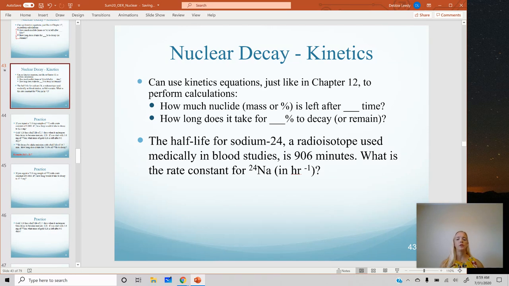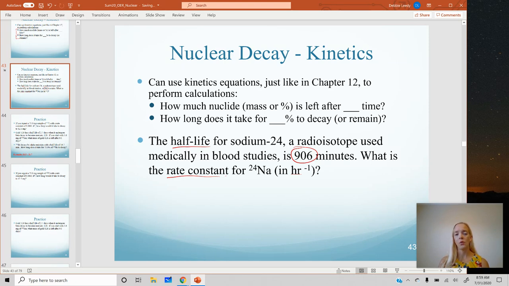As a good reintroduction calculation, our first one is if we're given the half-life of sodium-24, this is a radioisotope used in blood studies for medical purposes. That half-life is 906 minutes. We want to know the rate constant in inverse hours.